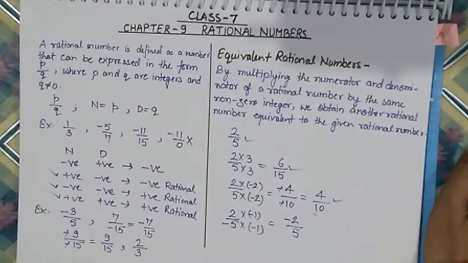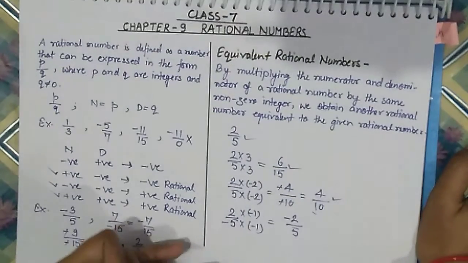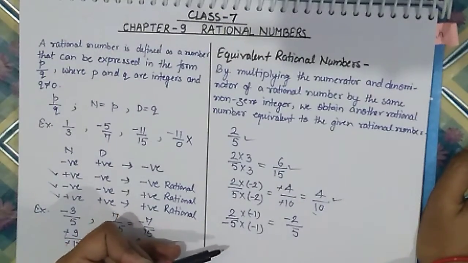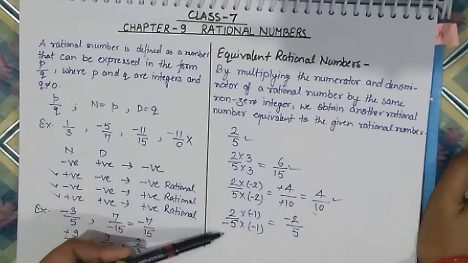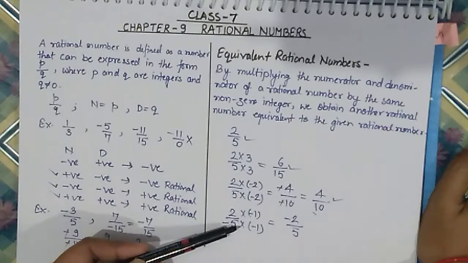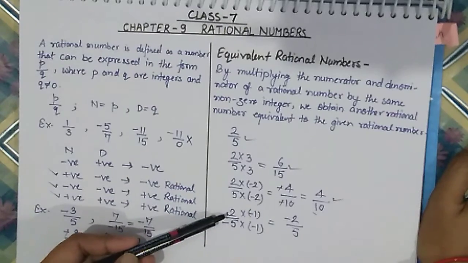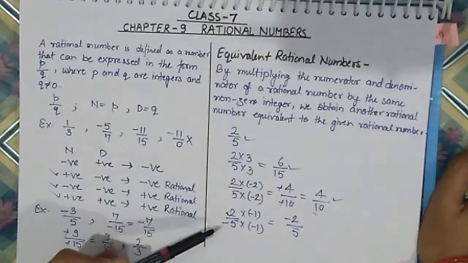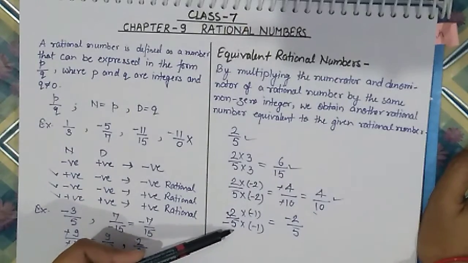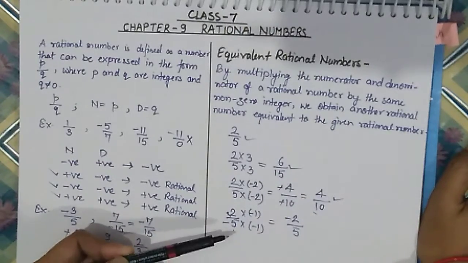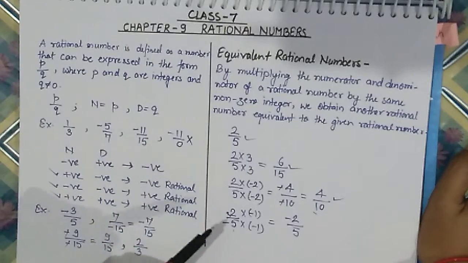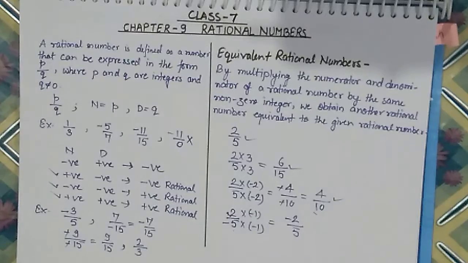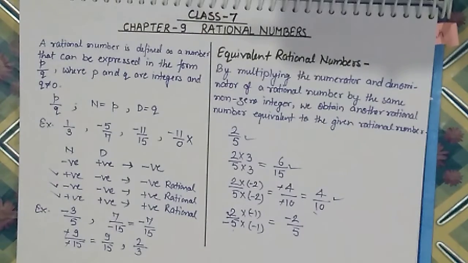If a number follows these conditions, then we call it standard form. So what are the conditions? The denominator is never a negative number; the numerator can be negative or positive. In numerator and denominator there is only one common factor, that is 1, not any other than 1. Then we call it a number in standard form.